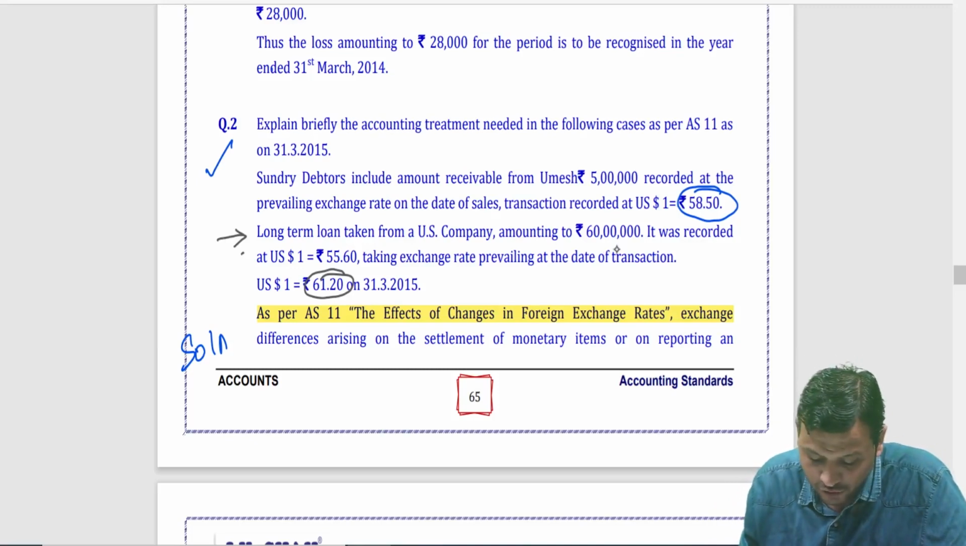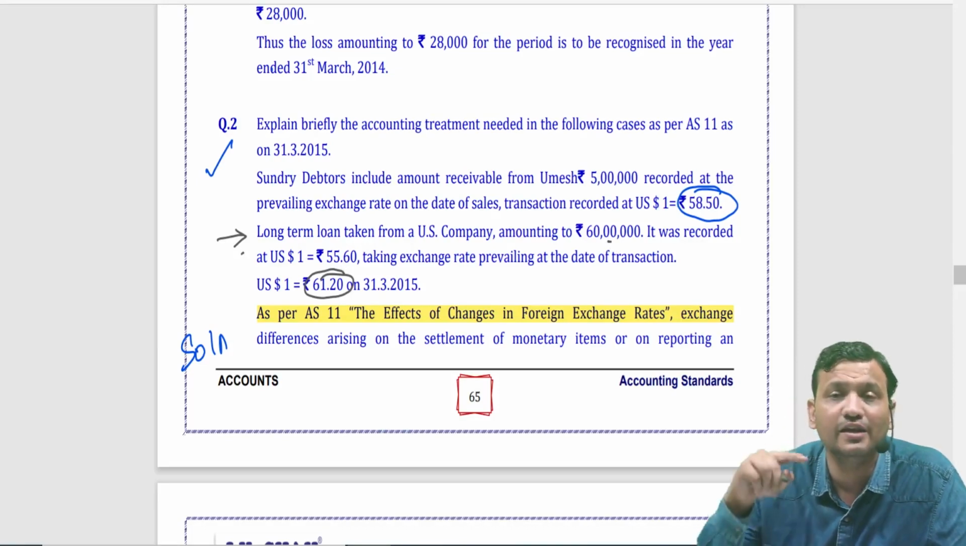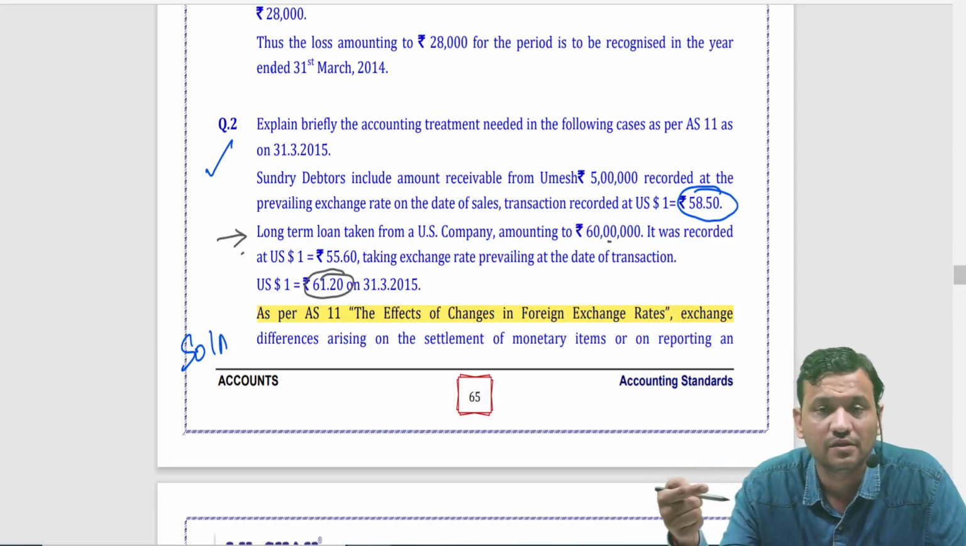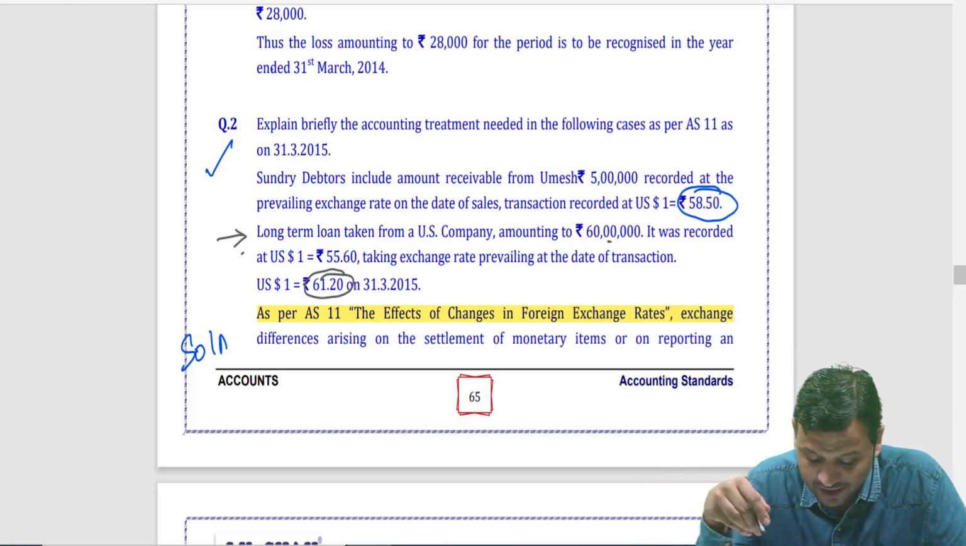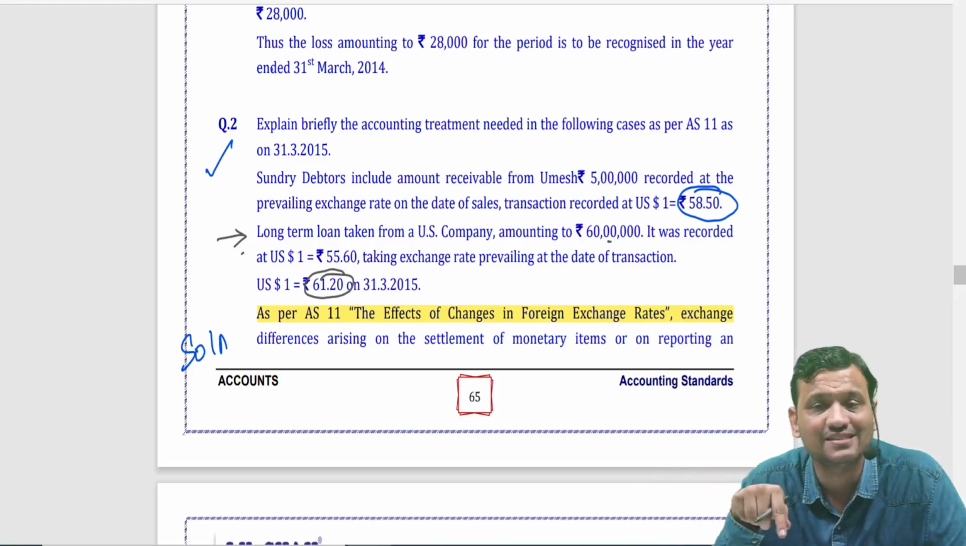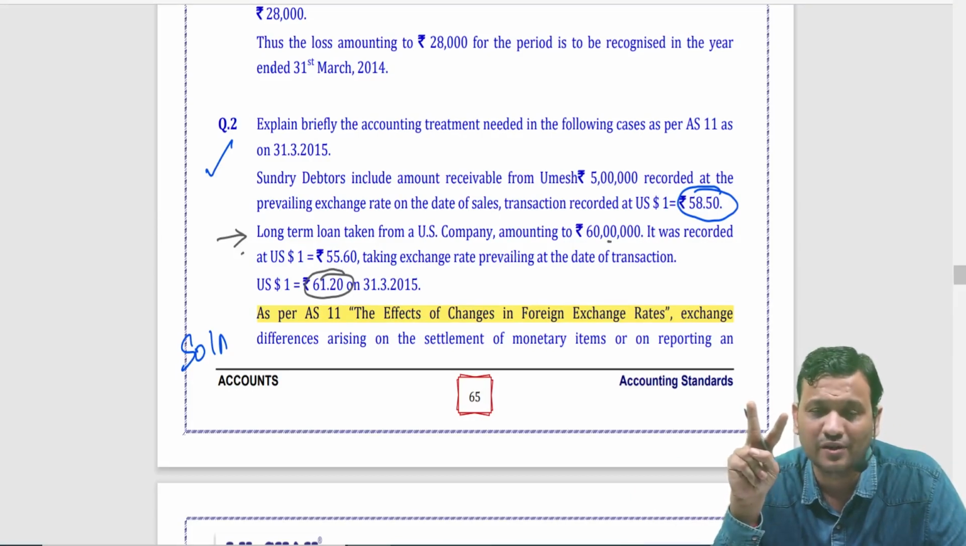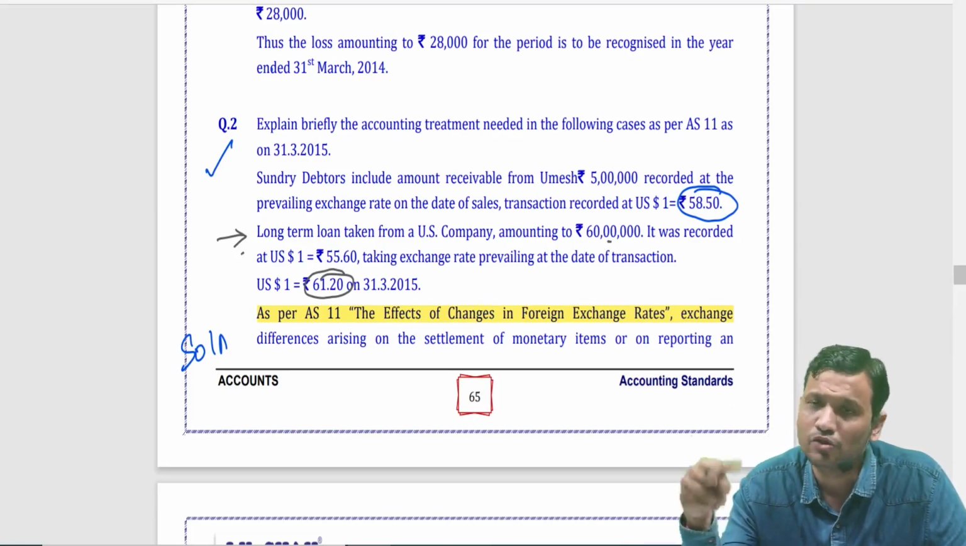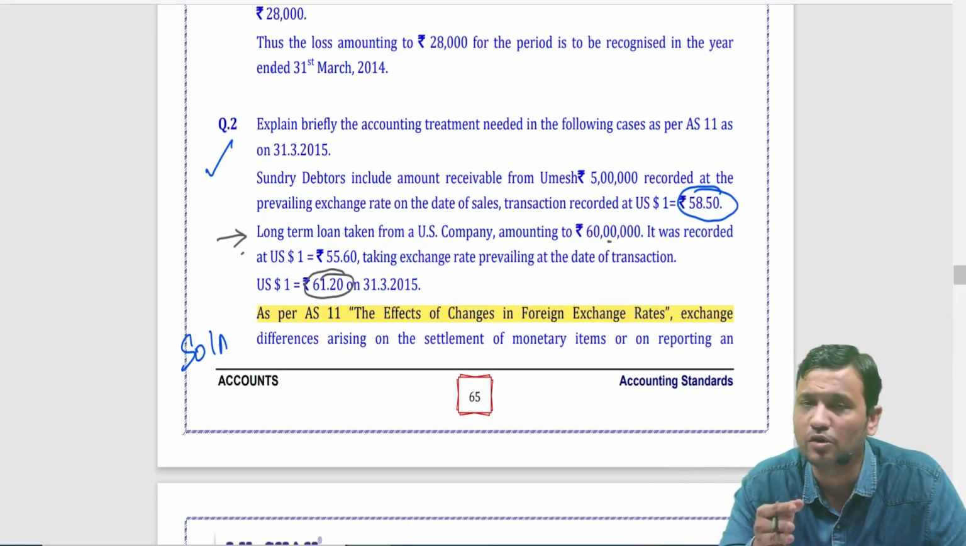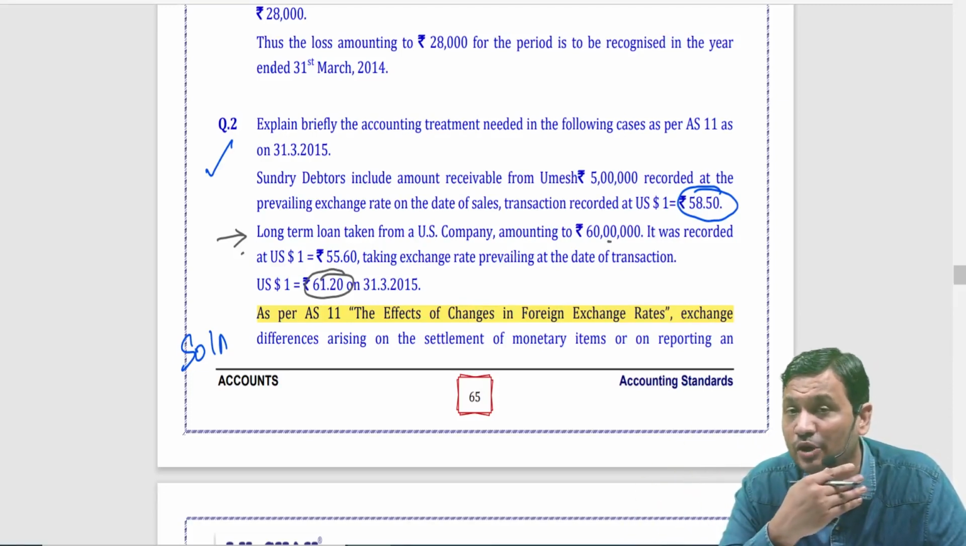Of course, here also what you have to do is divide 60 lakhs by 55.60. So you will get the number of dollars, units. This loan is recognized at 55.60. Today it is 61.20, so there is a loss. Now, I have two options: I am applying para 46A, or I am going with the normal provisions of AS 11. If I am going with the normal provisions of AS 11, this loss will be debited to P&L.